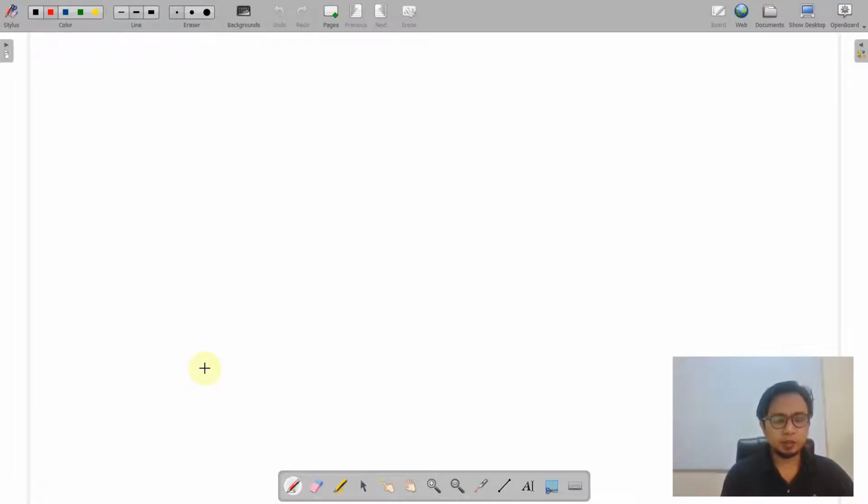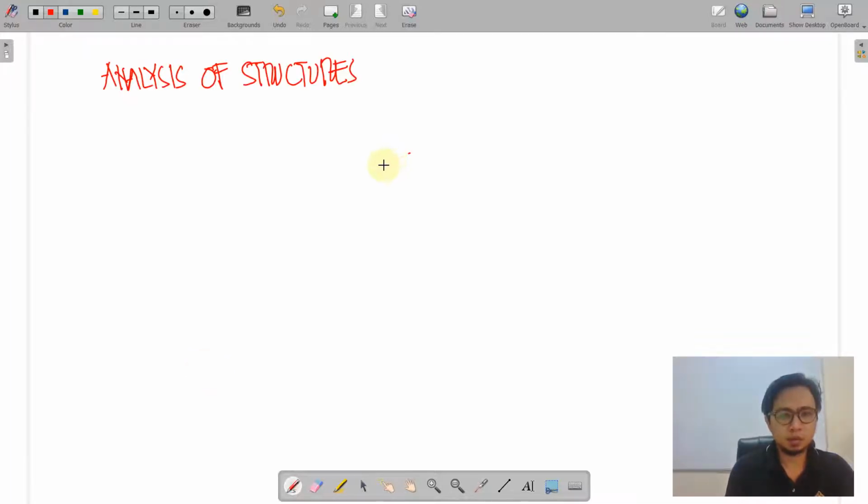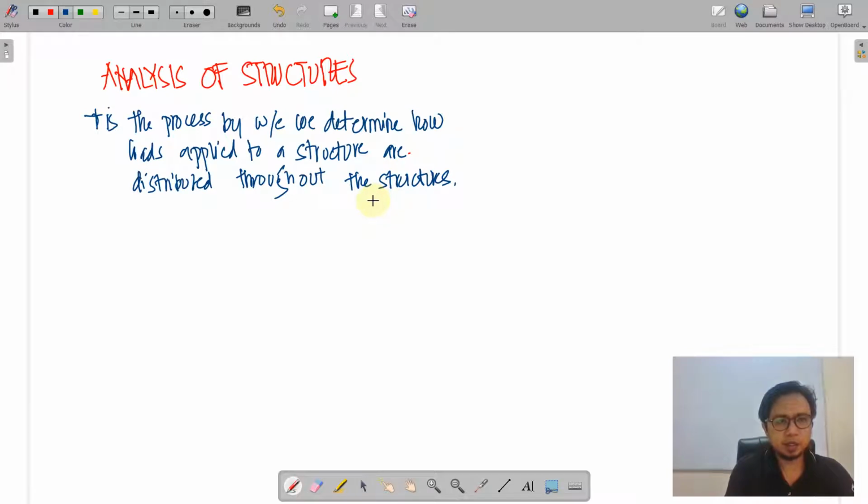Today we are going to proceed to the analysis of structures. As defined, it is the process by which we determine how loads applied to a structure are distributed throughout the structure. For this reason, we are going to analyze the structure so that we can know the behavior of the structure when it is subjected to certain loadings, so that we can appropriately design it accordingly.